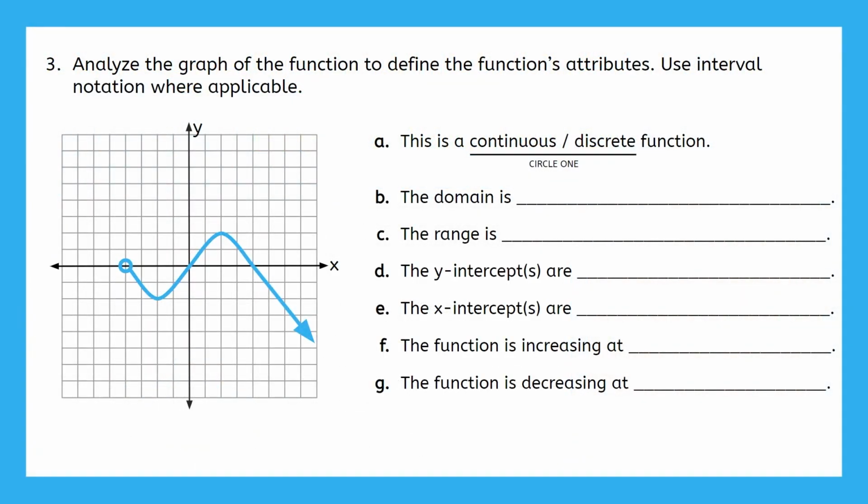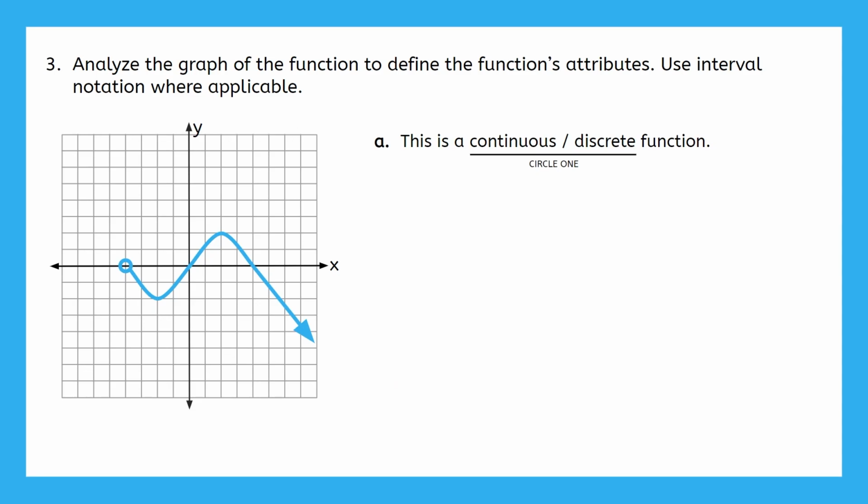This example problem asks us to analyze the graph of the function to define the function's attributes using interval notation where applicable. Let's start with part A first. Since this function is represented by a single unbroken line, it is a continuous function.